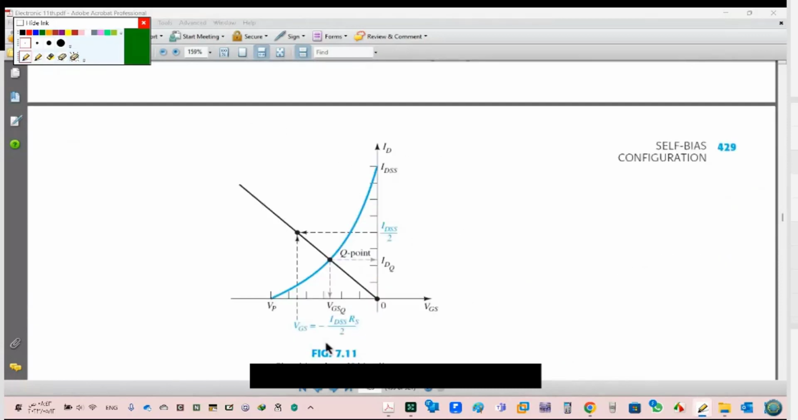I will select, for example, here VGS equal minus IDSS over RS divided by 2. Here he selected IDSS over 2. For me, I can select IDSS. Then you can find another point. Then you draw a line. This line crosses the transfer curve at a point called the Q point. And you can find IDQ and VGSQ.